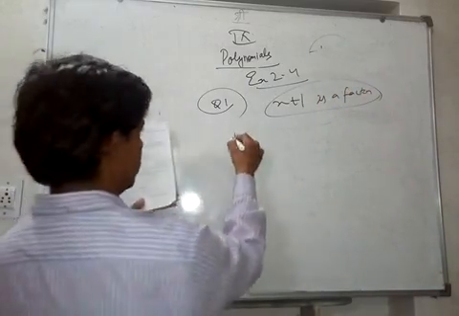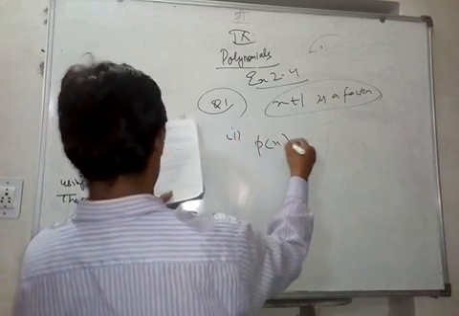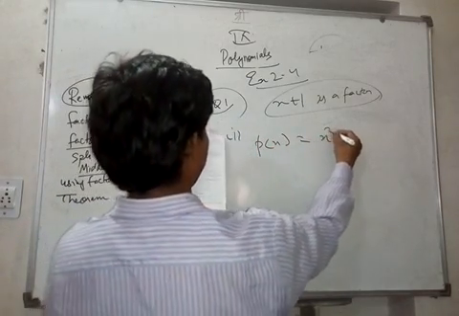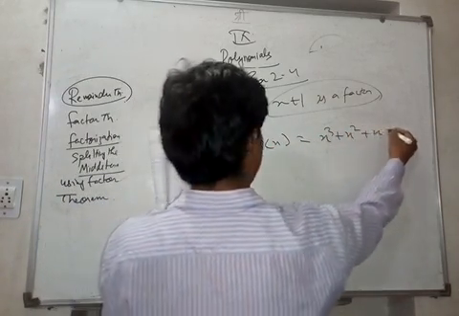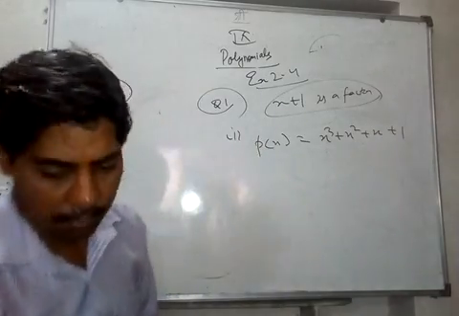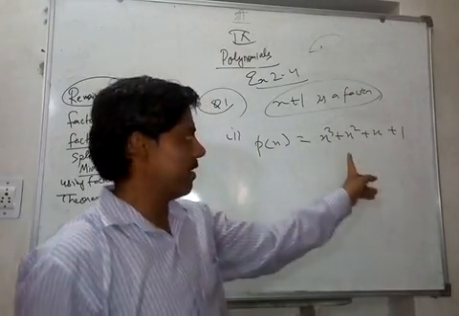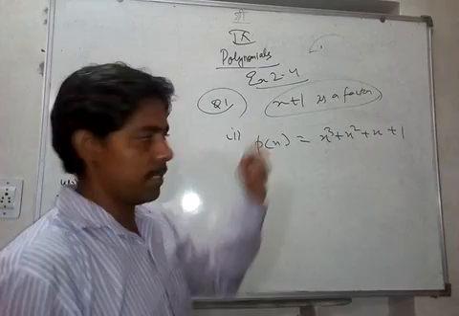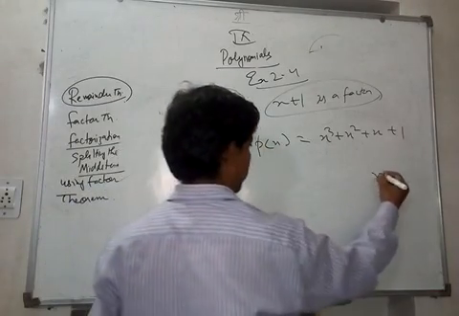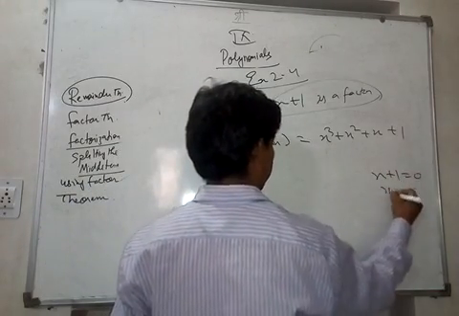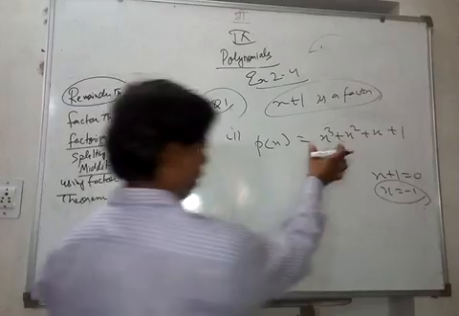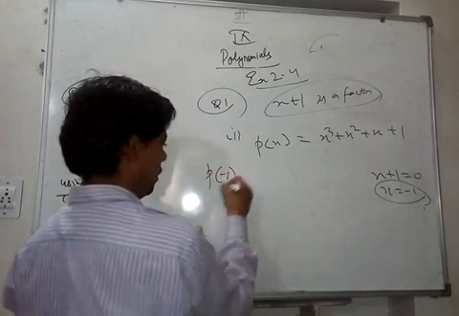So let's write the first polynomial. P of x is x cube plus x square plus x plus 1. So this is the first polynomial. If x plus 1 is a factor of this, then you put x plus 1 as 0. Here I am writing, let x plus 1 be 0. So x is equal to minus 1. Now write what is P of minus 1.